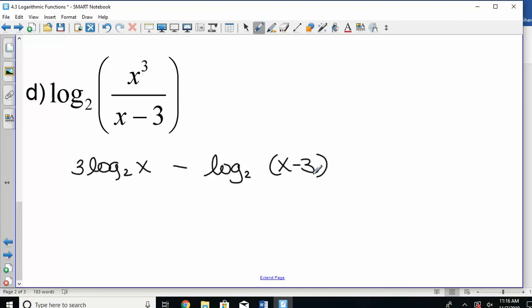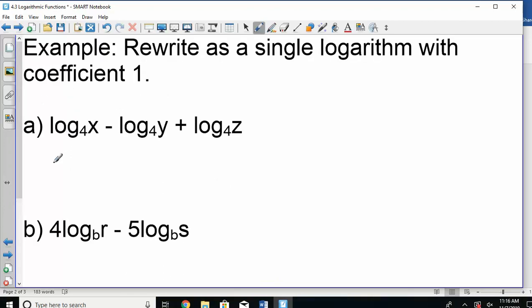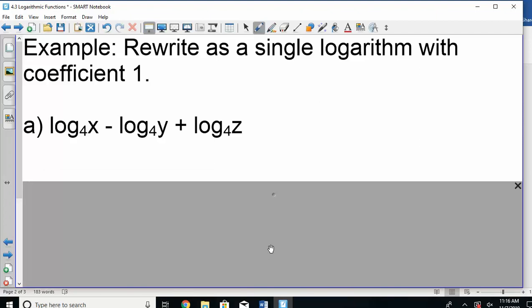All right, so we're okay with the expanding. Let's go the other direction. So I'm going to give you one that's broken down and we're going to put it back together.